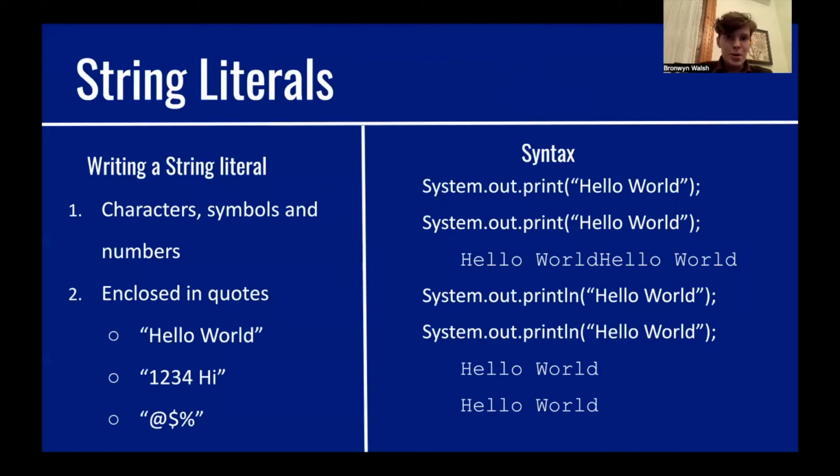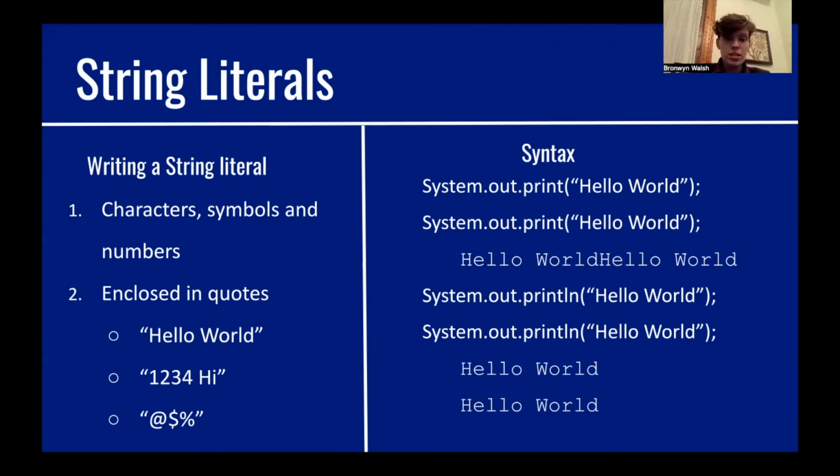So let's talk a bit more about string literals. String literals are a series of characters, as I mentioned before, enclosed in quotations. They can include numbers, decimals, characters, and symbols. In order to print a string literal or any other primitive variable, we use the syntax system.out.print or system.out.println with the string literal or primitive variable in the parentheses.